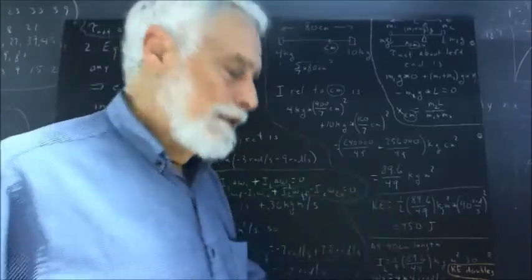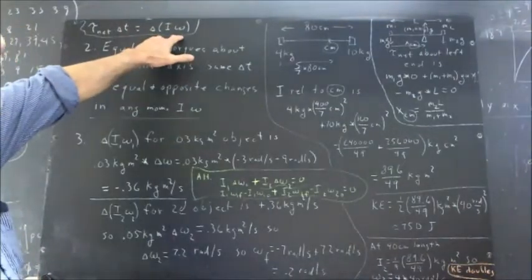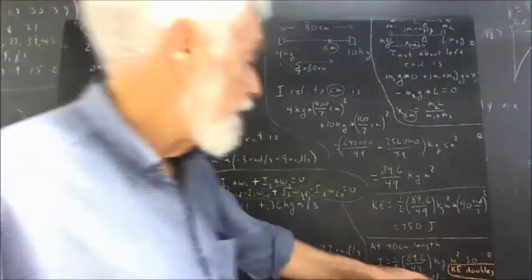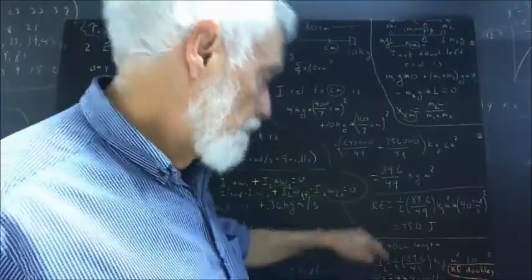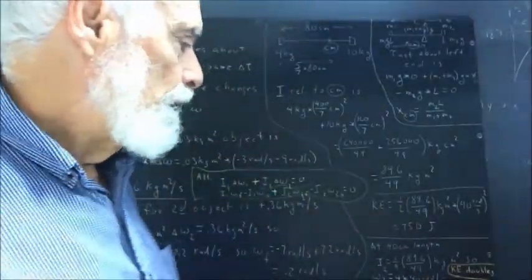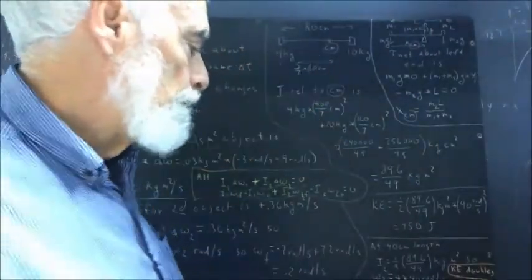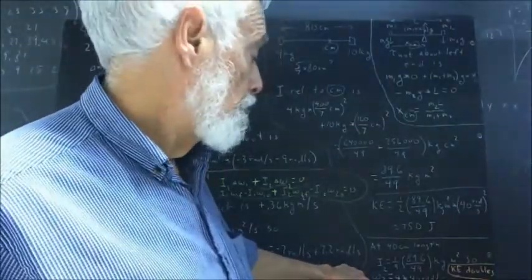Since the angular momentum is constant, the product I omega is constant. If I becomes 1/4 as great, omega has to become 4 times as great. So the second angular velocity is 4 times the 40 radians per second. Now we could then calculate the kinetic energy of the system. It's got 1/4 the moment of inertia. We have 4 times the angular velocity.